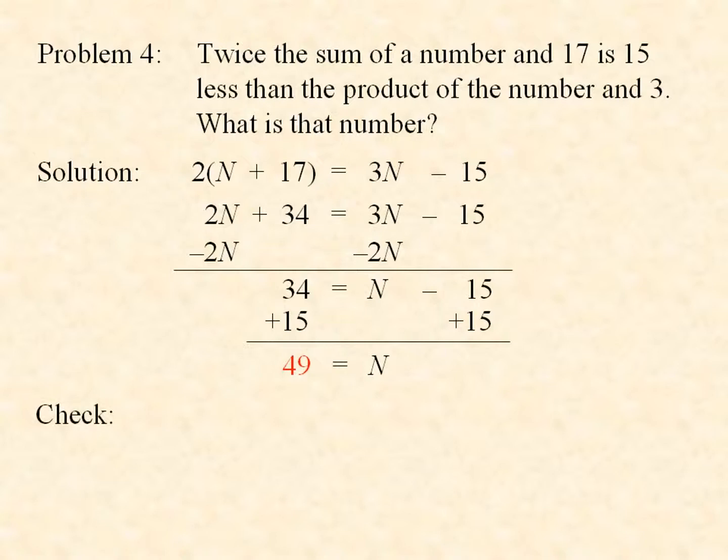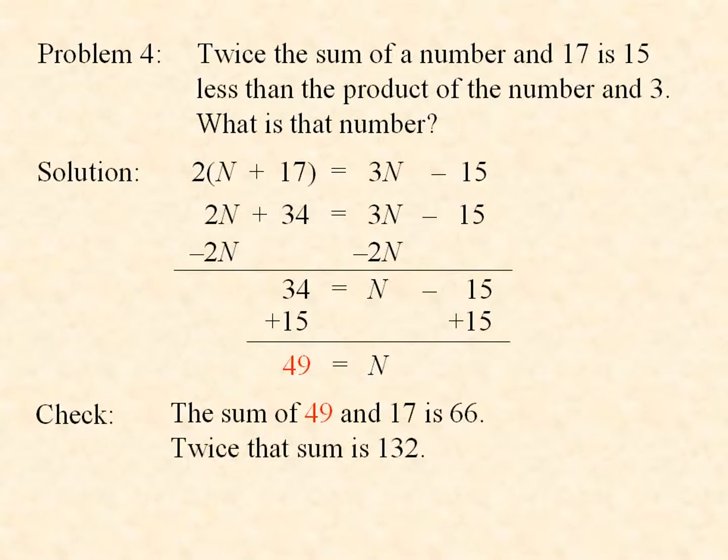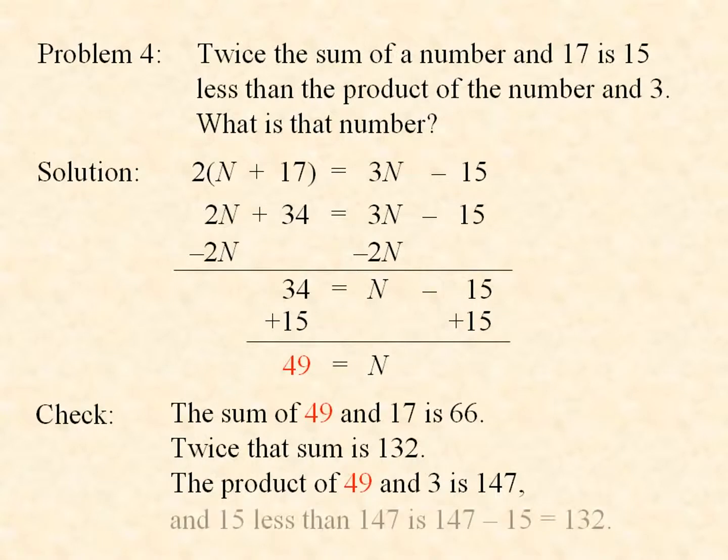Let's check this. Twice the sum. The sum of 49 and 17 is 66, and twice that, twice 66, is 132. The product of 49 and 3 is 147, and 15 less than 147 is 147 minus 15, which is also 132. So we are getting the same result there.